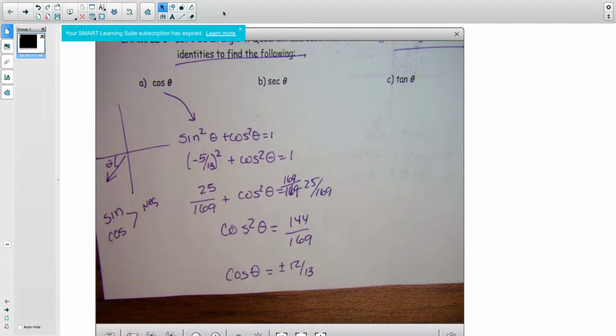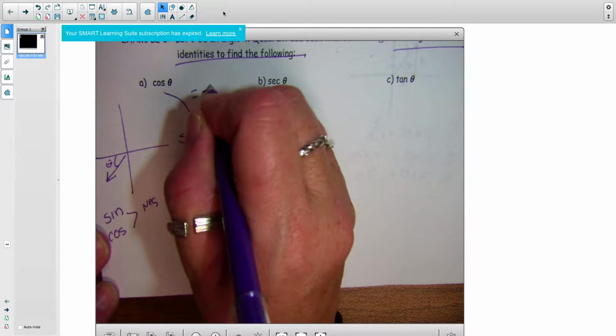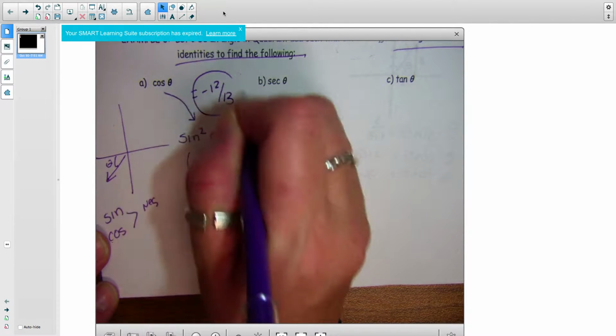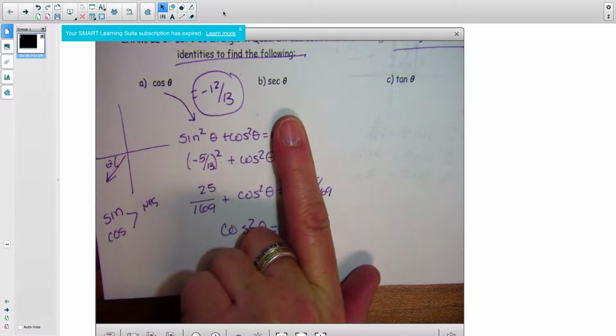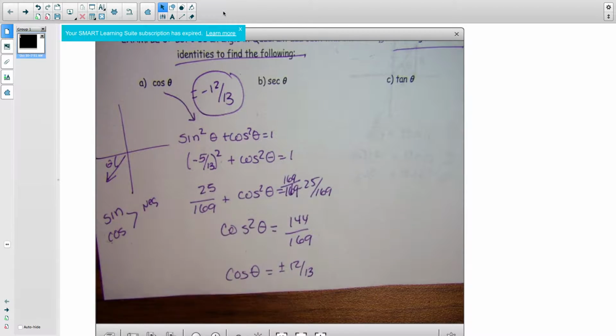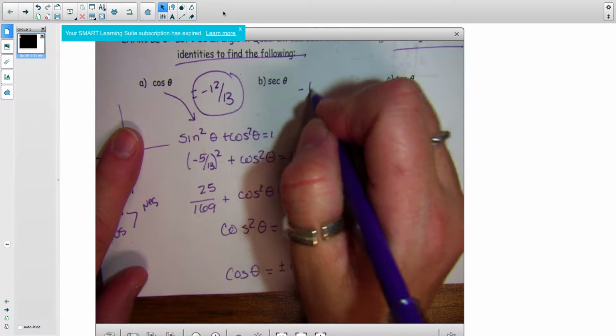But because I'm down here in quadrant 3, I know that cosine is what? Which one of them am I going to use? The negative. So my answer here is a negative 12 over 13. Secant is a reciprocal of what? Cosine, so this is a negative 13 over 12.